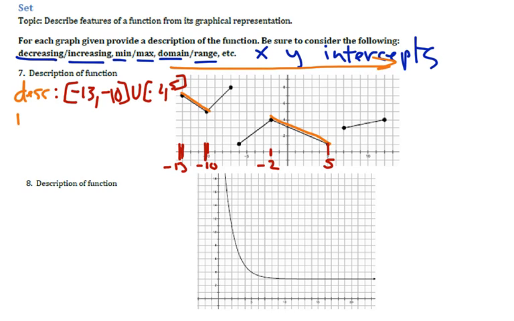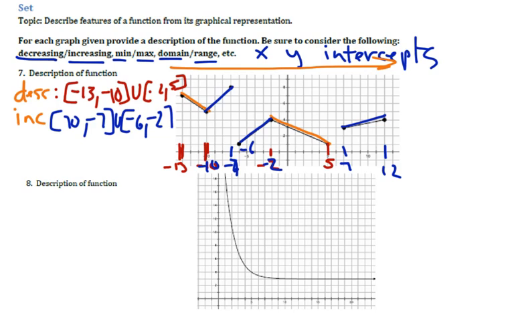Okay, so where would it be increasing? Well, we've got those three areas, right? Negative 10 to negative 7, negative 6 to negative 2, and 7 to 12. So we could write all of those. Negative 10 to negative 7, and then from negative 6 to negative 2, and then from 7 to 12. Okay, so there's one aspect of it.